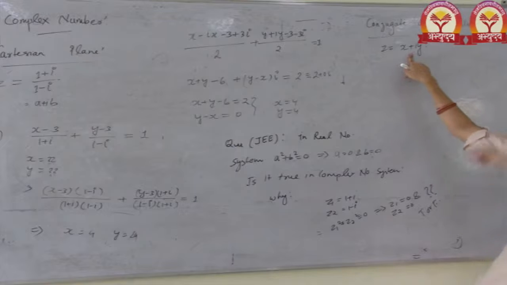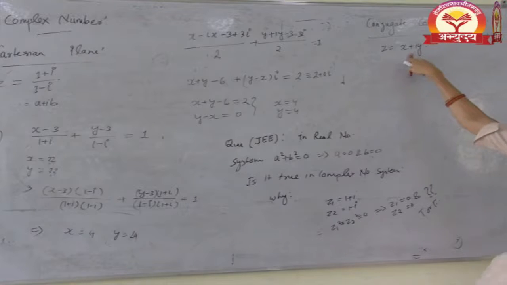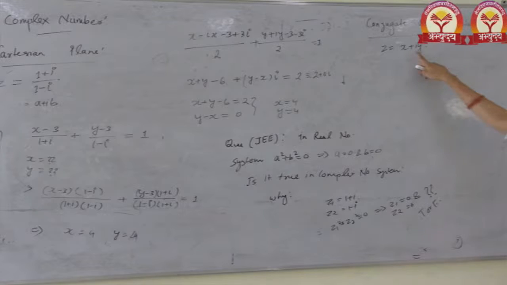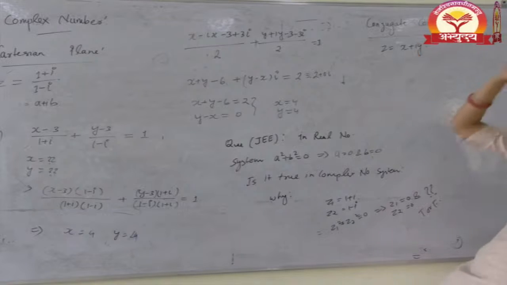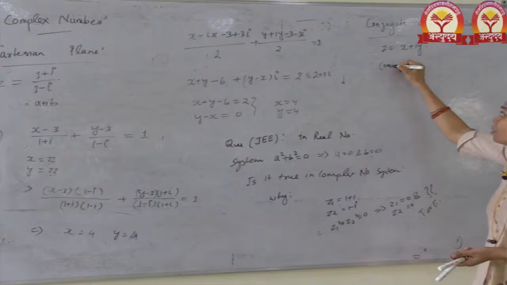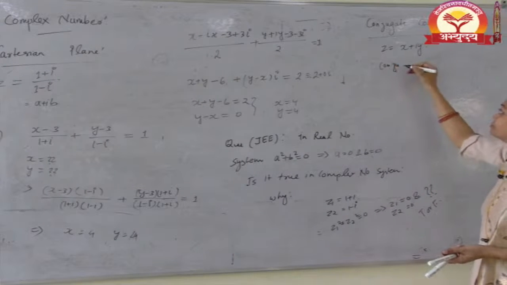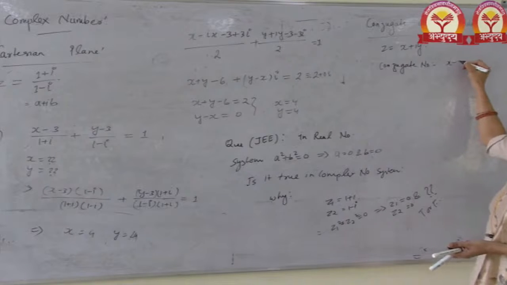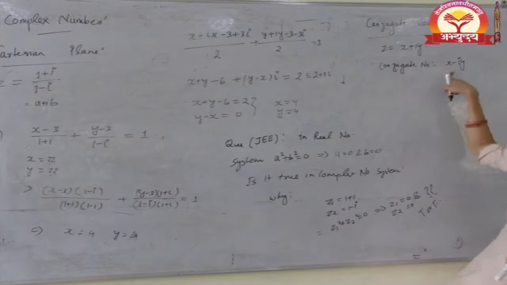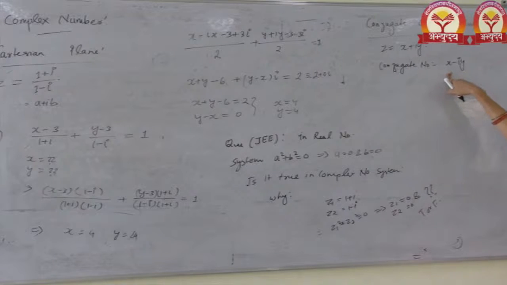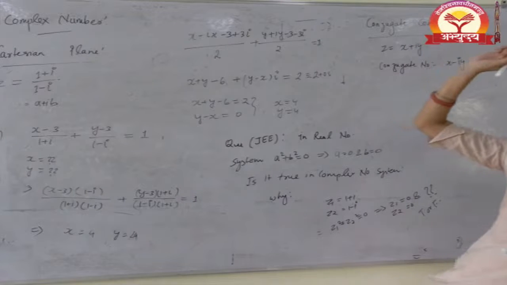बाय चेंजिंग द साइन ऑफ द इमेजिनरी नंबर. Conjugate number is what? By changing the sign of the imaginary number, you will get the conjugate number. So that means conjugate number क्या होगा? x minus iy. अगर प्लस है, you have to change it into minus. If minus है, then you have to convert it into plus. ठीक है?